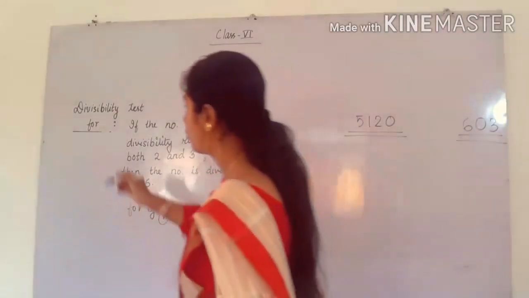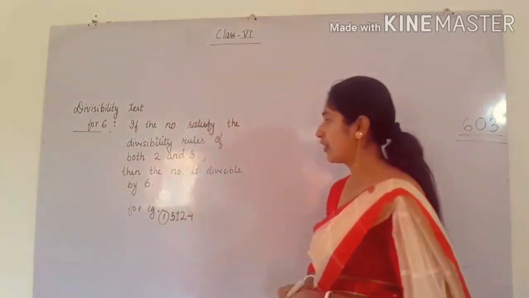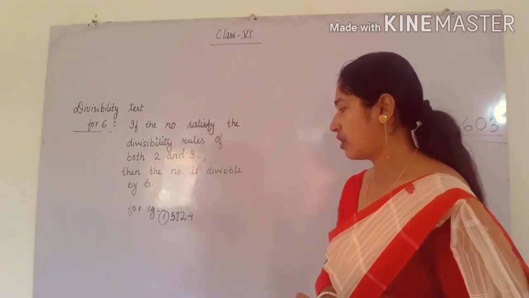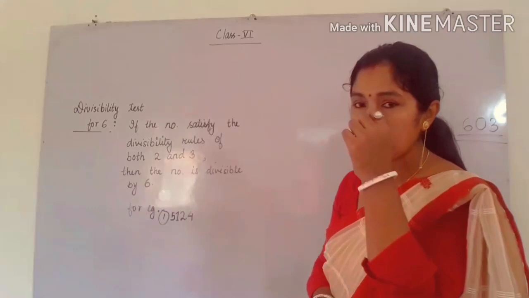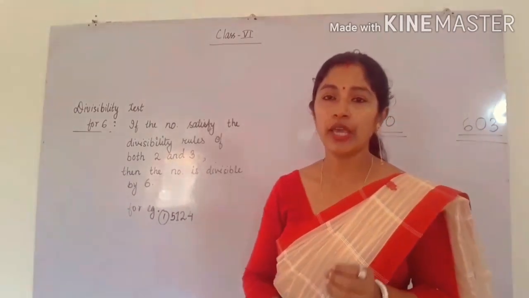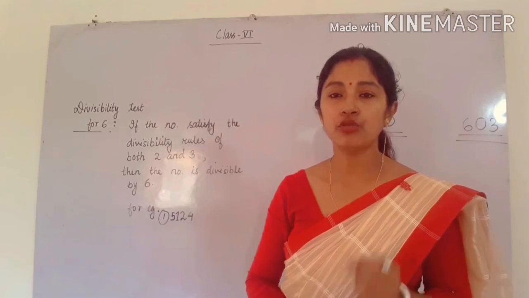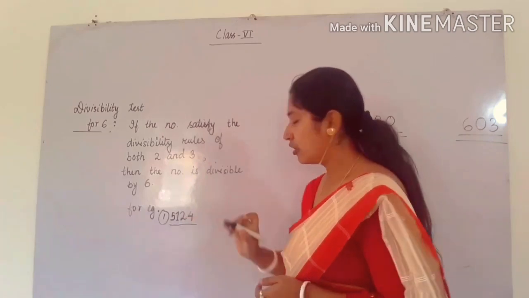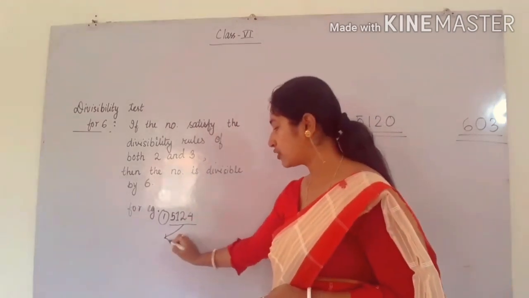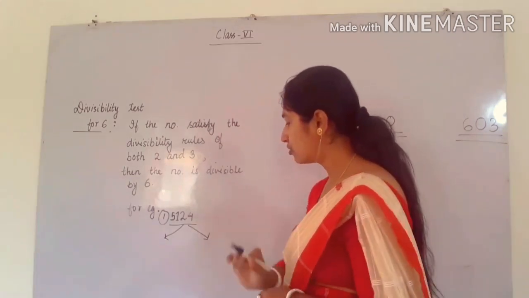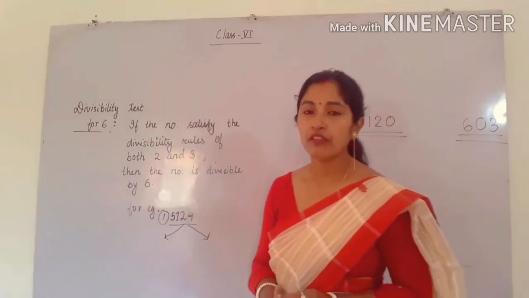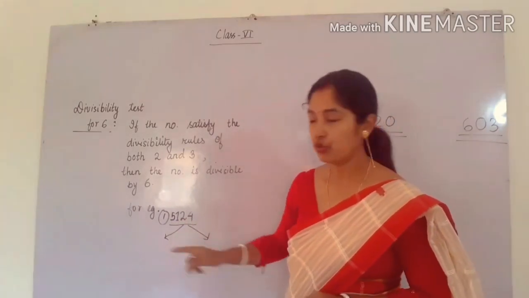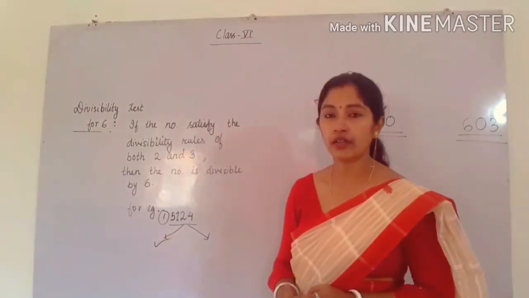So, divisibility test for 6. If a number satisfies the divisibility rules of both 2 and 3, then the number is divisible by 6. For example, if a number is divisible by both 2 and 3, then it should be divisible by 6. I have taken one example, 5124. Here you have to check first the divisibility test for 2, then the divisibility test for 3. For 2, we have to see the ones place. Here the ones place is 4, that means this is divisible by 2.